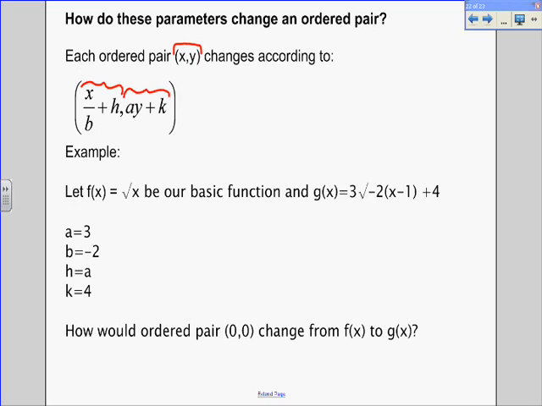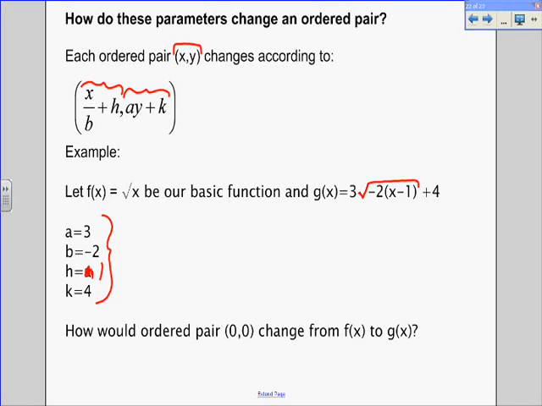Let's say our function f of x is the square root of x. And we are transforming it into this function g of x, where we have 3 square root of negative 2 bracket x minus 1, plus 4. And one thing to know here, that plus 4 is our parameter k. And I've actually got all of our parameters laid out for us. So a is 3, that's the parameter out in front of our function. b is negative 2, it's in brackets beside the x. h is 1, and k is 4.